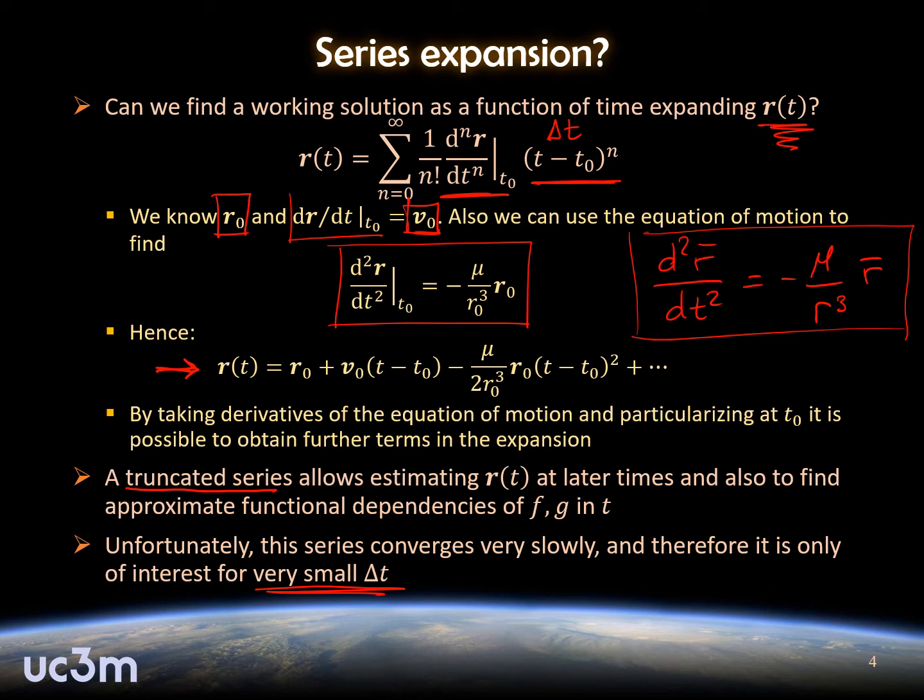using geometry. Observe that it is possible to use this expansion also in the functions f and g that we introduced before. So it's also possible to obtain f and g as a series expansion in time, but we have the same problem. We have to truncate the series at some point, and that means that the series is not valid for all values of time, just for small values of delta t. It represents a good approximation.